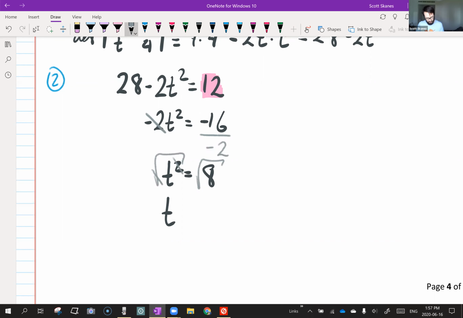Which means t, of course, we need to do the square root. It'll cancel. What is the square root of 8? I think it's 2√2, maybe? I haven't had enough coffee today. I think it's 2√2, yeah.